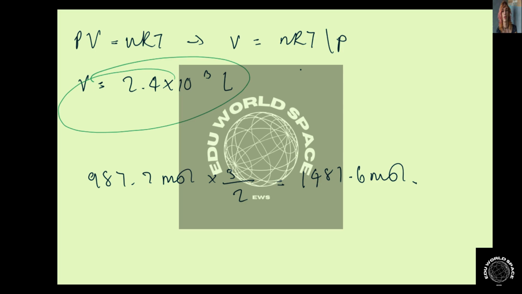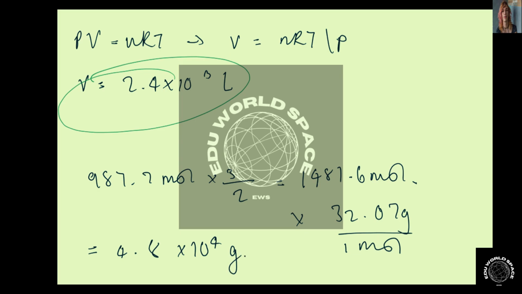And the equivalent statement for sulfur, we have 1 mole equal to 32.07 grams. Take this number, multiply it by 32.07 grams, divided by 1 mole. We get 4.8 times 10 to the 4 grams. And that is the amount of elemental sulfur produced in this process.